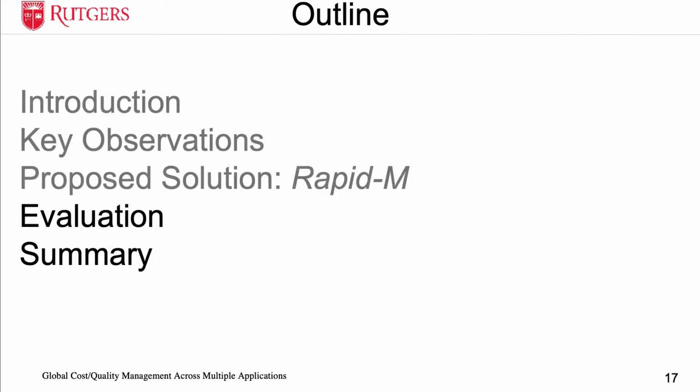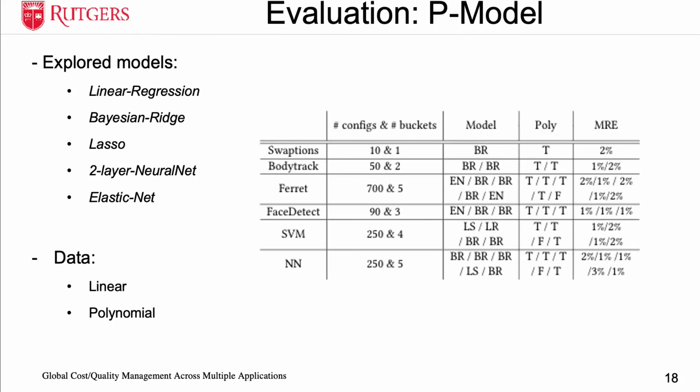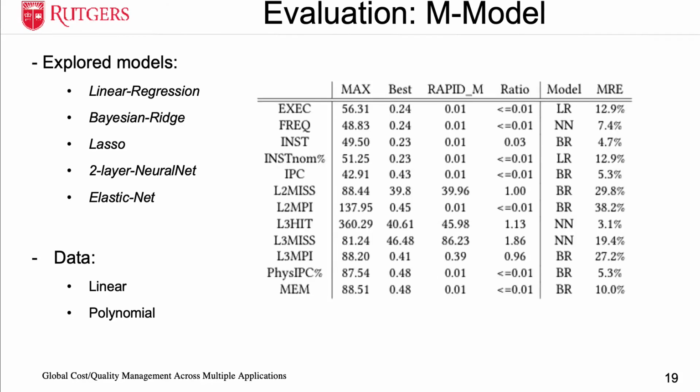Now that I've described how RapidM works and how it is implemented, we evaluate RapidM from different perspectives. First, the P model. We evaluate the model on 6 benchmark applications. When constructing the P model, we pick the first best fit candidate from a pool of models. Also, we determine whether to use polynomial features for each model and decide based on the accuracy. This chart shows the model selection for each application with a prediction error below 2%.